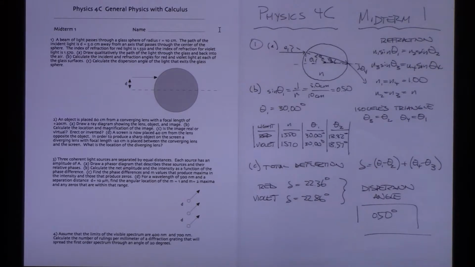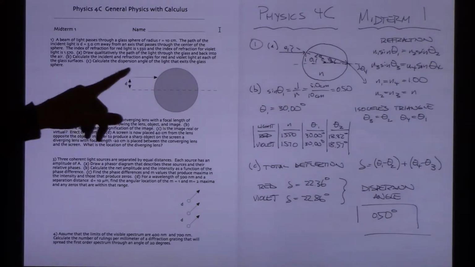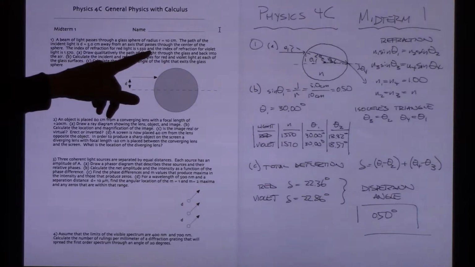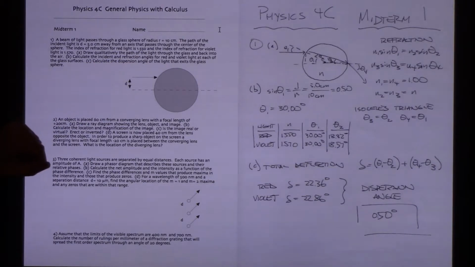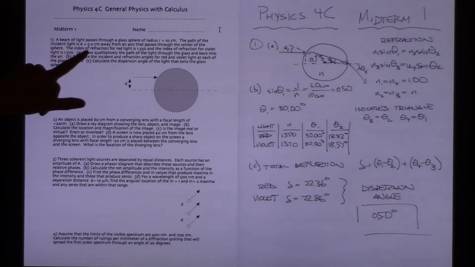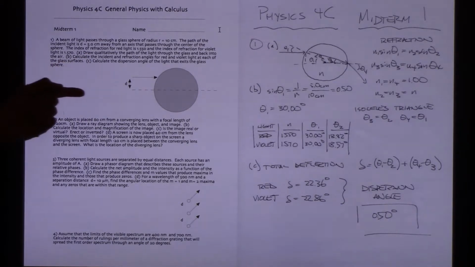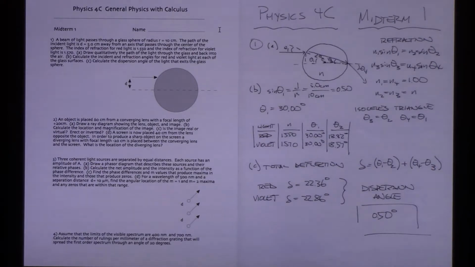And so on problem 1, what we've got here is a beam of light passing through a glass sphere. The sphere has a radius of 10 centimeters, and the path of the incident light is 5 centimeters away from an axis that passes through the center. So it's really giving us an idea of at what angle the light is running into the sphere. So it's not hitting it directly.